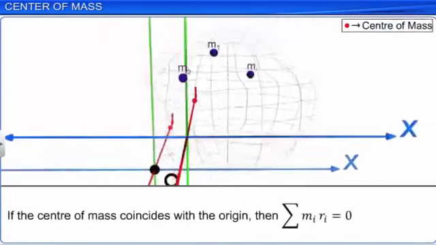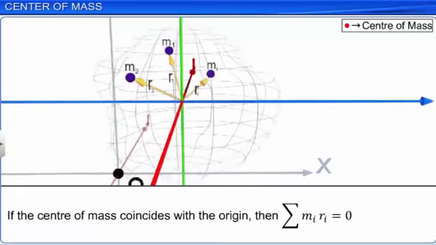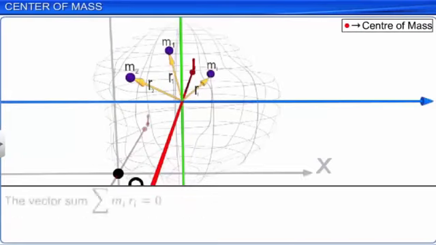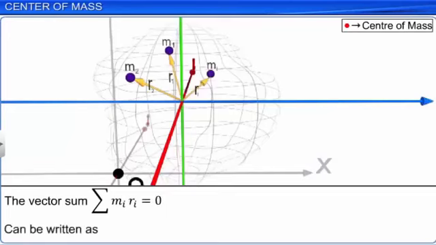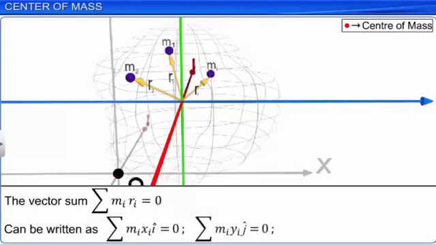If we take the center of mass as the origin of our frame of reference, then sigma mi ri is equal to 0. Here, the sum is a vector addition. This equation can be split into three equations. Sigma mi xi i is equal to 0. Sigma mi yi j is equal to 0. And sigma mi zi k is equal to 0.